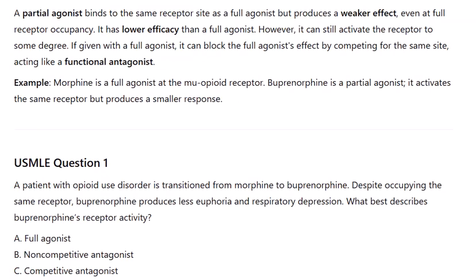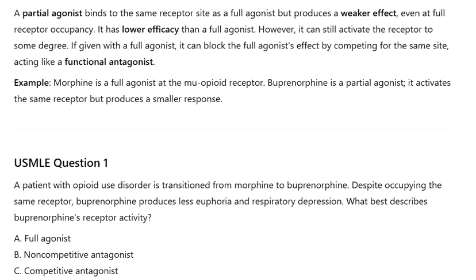Partial agonist. A partial agonist binds to the same receptor site as a full agonist, but produces a weaker effect, even at full receptor occupancy. It has lower efficacy than a full agonist. However, it can still activate the receptor to some degree.